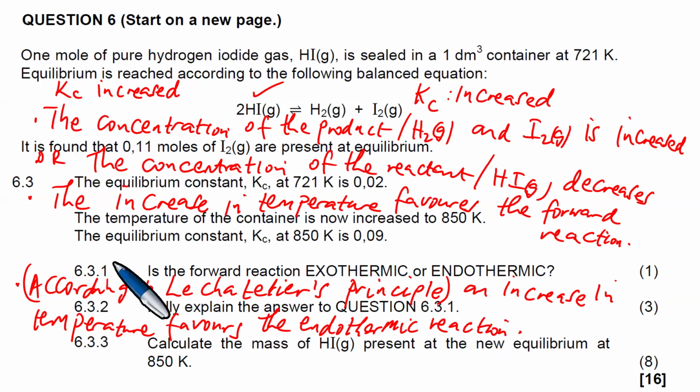Now we are really saying here, we have to fully explain the answer in terms of, we suggested that the increase in temperature brings about an increase in the Kc, which has its own implications. The temperature increased from 721 Kelvin to 850 Kelvin. That is what the temperature increased by.